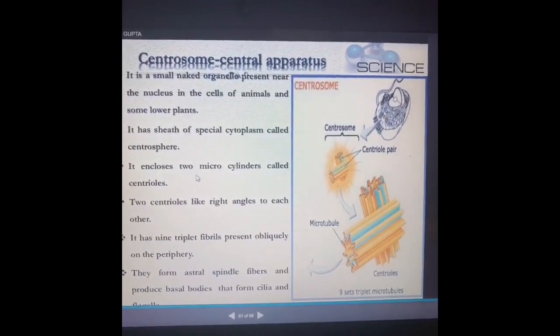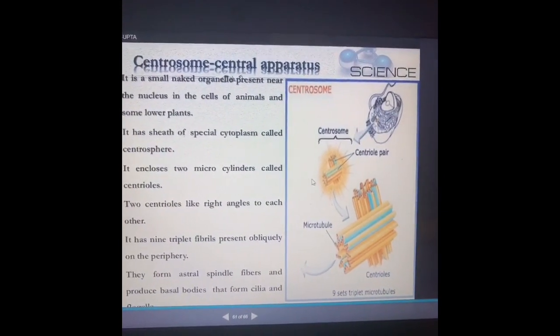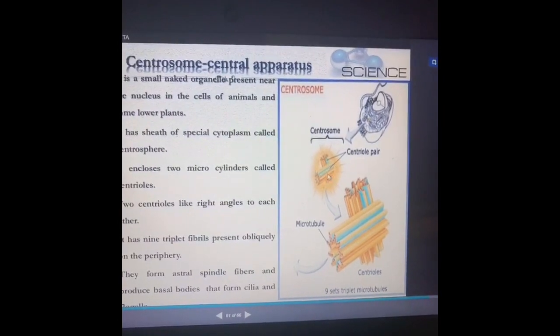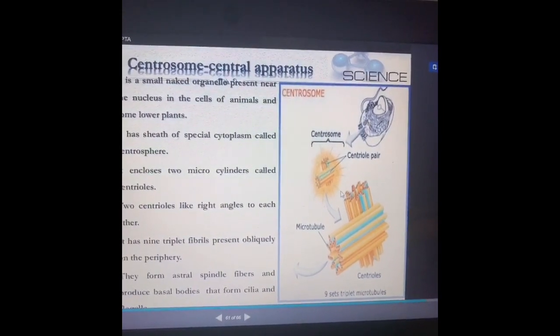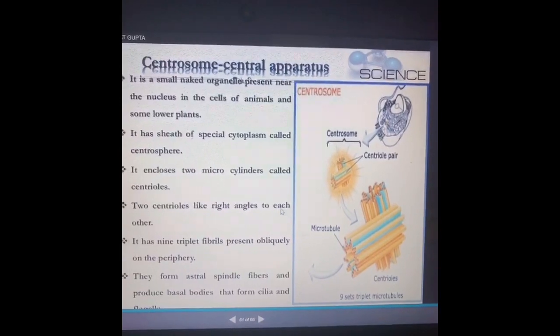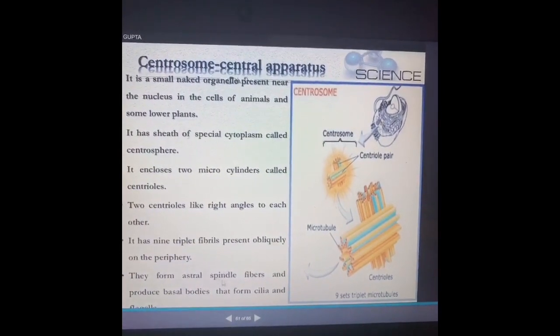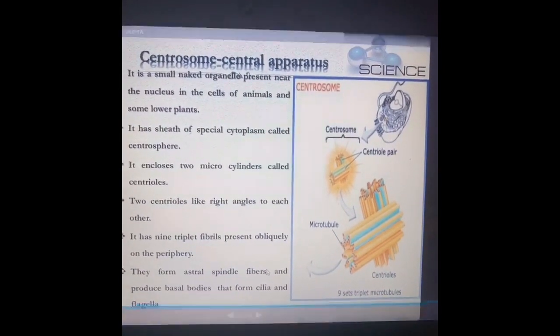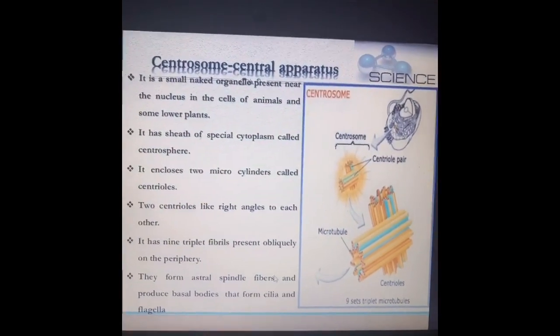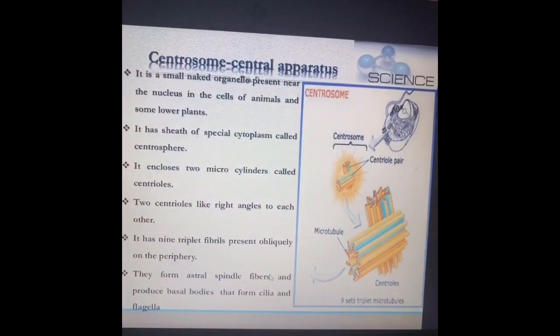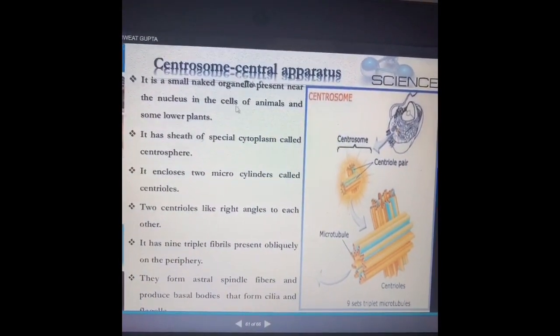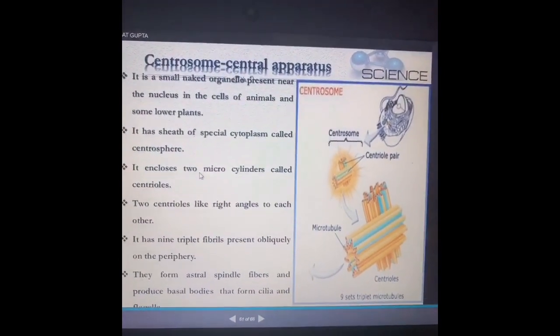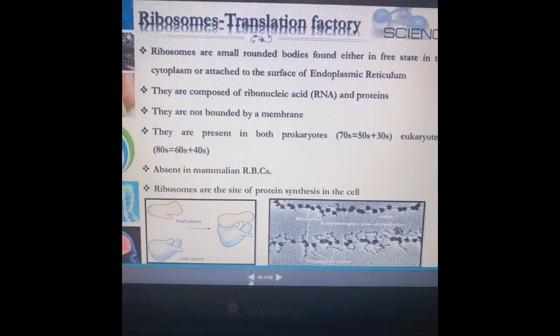It encloses two microcylinders called centrioles. So there are two pairs of cylinders which is known as centrioles. They help during the cell division of the cell. In plants and animals, when the cell undergoes division, this particular cell organelle helps in cell division.